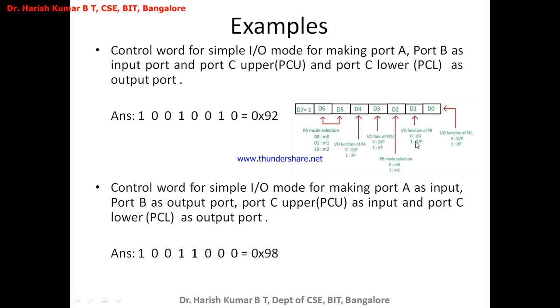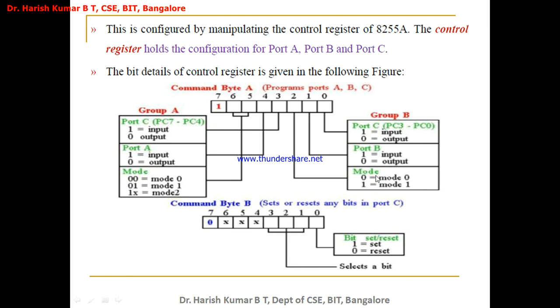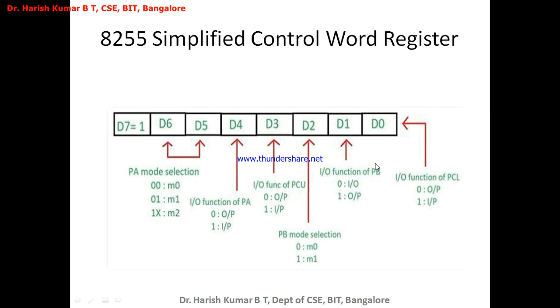Sorry, here it is written wrong. 1 means input and 0 means output. So don't confuse. This is wrong. Here it is correct. This is the bit, right? 1 means input, 0 means output. Sorry, I'll change this in my PPT. 1 means input and 0 means output, so these two have to be interchanged. Always remember 1 means input and 0 means output.